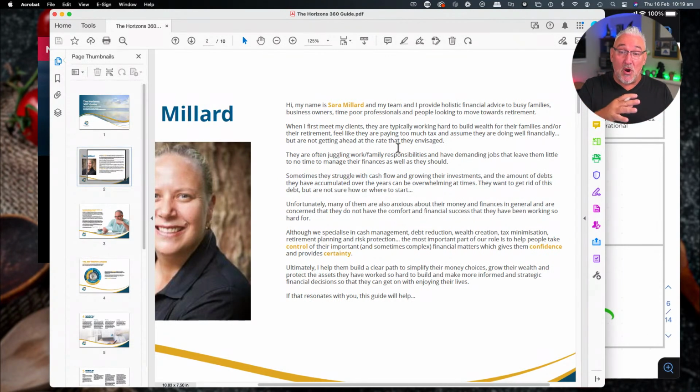They're often juggling work and family responsibilities and have demanding jobs that leave them little time to manage their finances as well as they should. So that's another one. That's a third frustration. Sometimes they struggle with cash flow and growing their investments, and the amount of debt that they've accumulated over the years can be overwhelming at times. So that's another frustration. They want to get rid of this debt, but they're just not sure where to start. Unfortunately, many of them are also anxious about their money and their finances in general.